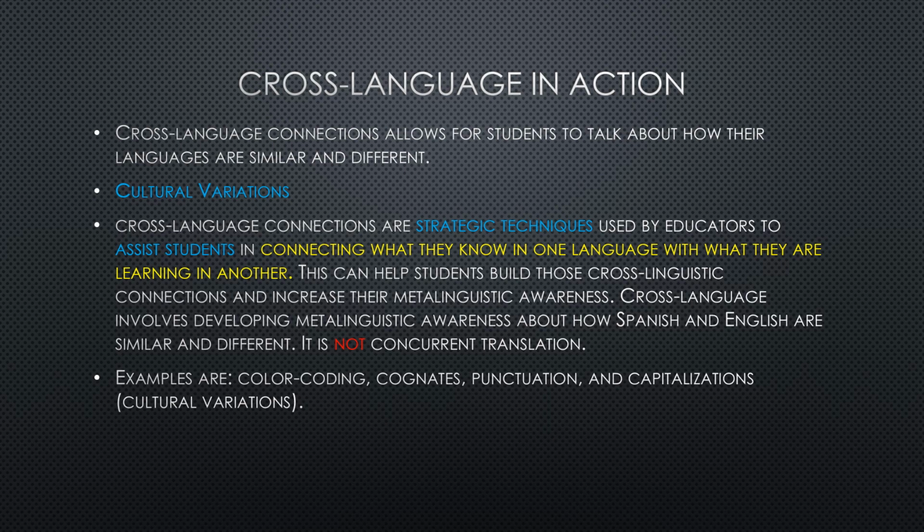Cross-language connections are strategic techniques used by educators to assist students in connecting what they already know in one language with what they are learning in another. This can help students build those cross-linguistic connections and increase their metalinguistic awareness. Cross-language involves developing metalinguistic awareness about how Spanish and English are similar and different. It is not concurrent translation. Examples are color coding, cognates, punctuation and capitalization, and of course we talked about the cultural variations.